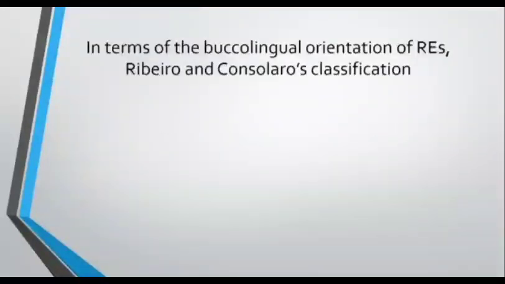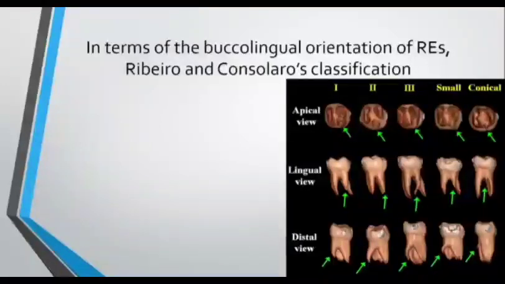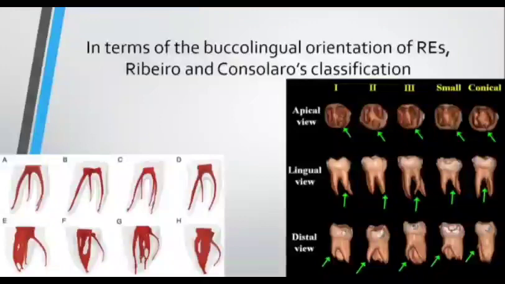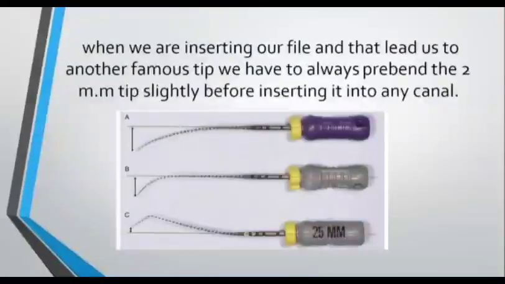According to this classification, we should expect a curve right from the orifice in the cervical third of the canal. When we are inserting our file, expecting the curve in the coronal third of the root, we have a famous tip here. The tip is to always pre-bend the tip of the file, the 2 mm tip of the file, slightly before inserting it into any canal. And here we can see different types of pre-bending.